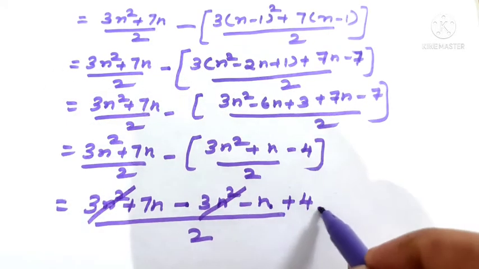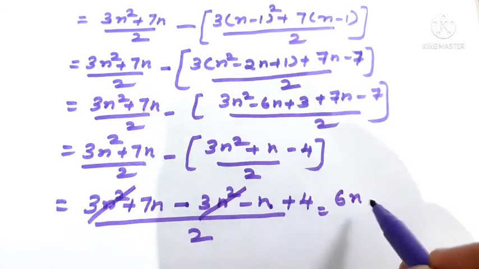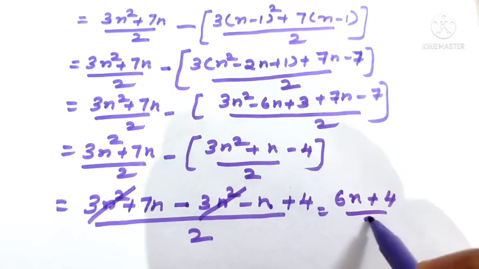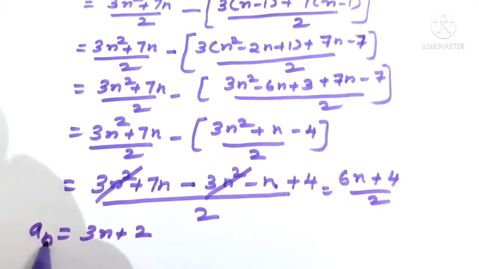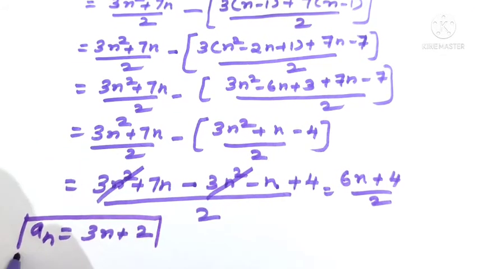7n minus n, that is 6n plus 4 by 2. So 3n plus 2 after division with 2. So this is our an. So an we have calculated.